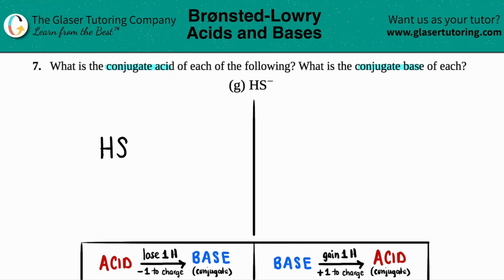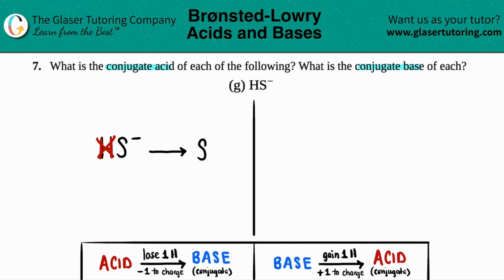So we have HS minus, and let's just pretend that it's acting as an acid. We want to turn it into its conjugate base. Well, what do we have to do in order to turn it into its base? Well, remember, a base is always one less hydrogen than its acid. So if you're going from an acid to a base, you got to lose a hydrogen. The base is always one less hydrogen. So find the hydrogen, here it is, and get rid of it. So all you have left is just an S in terms of an element.